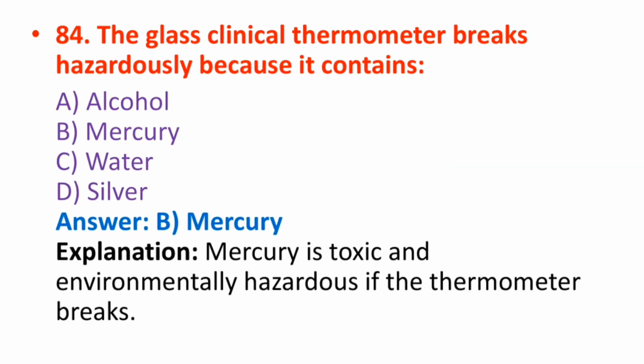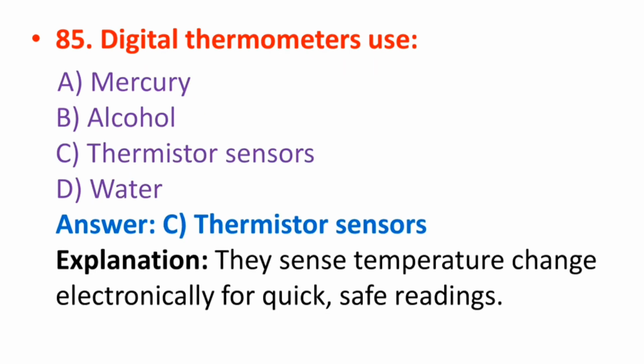The glass clinical thermometer breaks hazardously because it contains option A, alcohol, option B, mercury, option C, water, option D, silver. The correct answer is option B, mercury. Mercury is toxic and environmentally hazardous if the thermometer breaks.